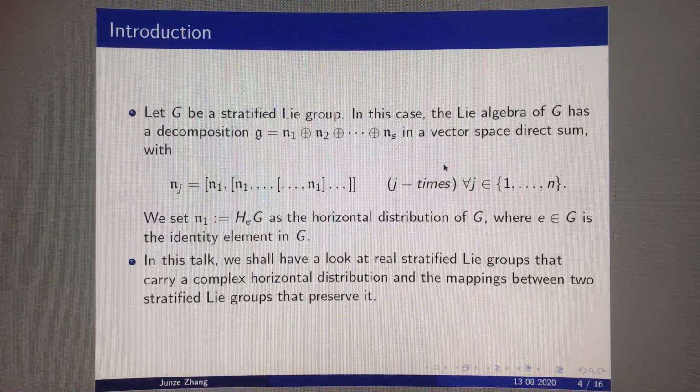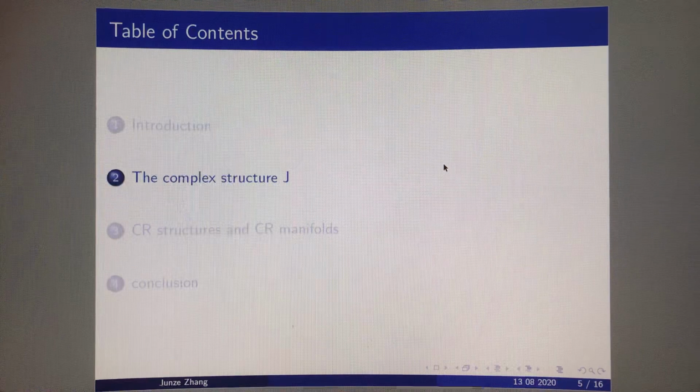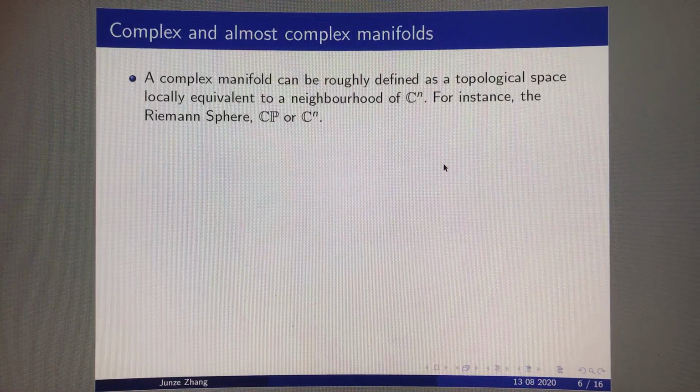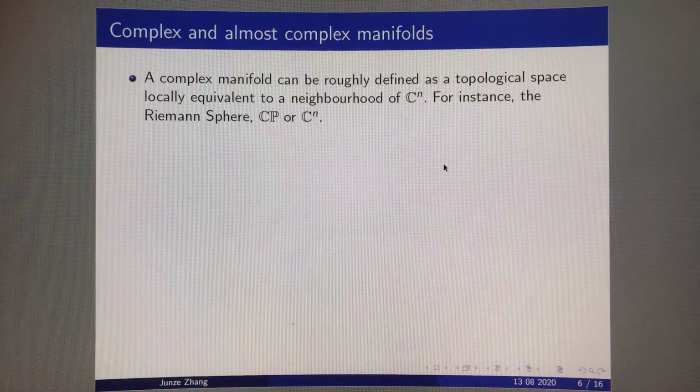Because we want to make a real linear subspace or a real manifold into a complex manifold, the next terminology that I want to introduce is called a complex structure. With this complex structure, we can define a complex manifold in an algebraic way. Geometrically, a complex manifold can be defined as a topological space which is locally equivalent to a neighborhood of Cn. We have a lot of examples of complex manifolds. For instance, Cn itself is a complex manifold, and we also have complex projective space, and the Riemann sphere.